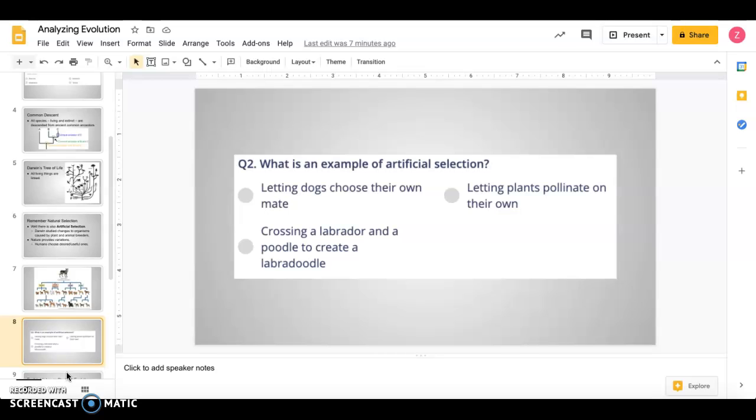That's artificial. Humans are crossing the Labrador and the poodle, and they are trying to select for traits they like to make a different breed of dog, the Labradoodle. And if we want to eliminate these other choices, letting dogs choose their own mate, well, that's not artificial. That's natural, because humans don't have a hand in that. And the same thing with plants. Letting plants pollinate on their own, that's natural. Humans don't have a hand in that.